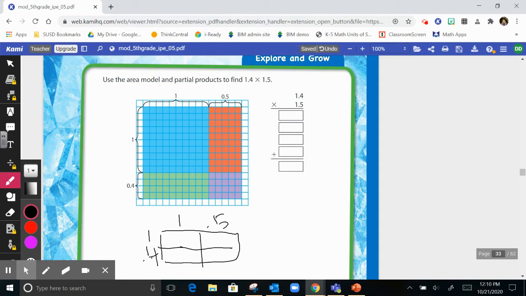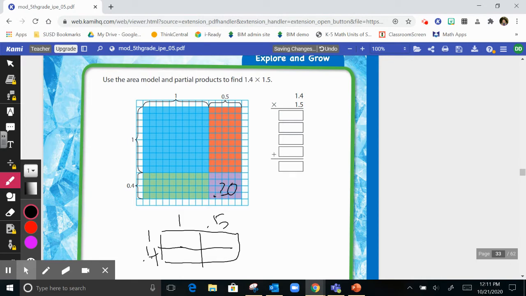So here, if I look, I have 5/10 times 4/10, and it's all in purple. And I could count all these individual squares and count it up, but a tenth by a tenth is going to give me a hundredth. And 4 times 5 is going to give me 20. So I know my answer needs to be in the hundredths, so it's going to be 20 hundredths.